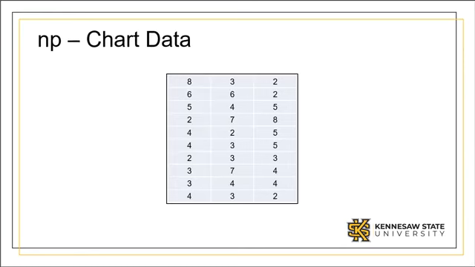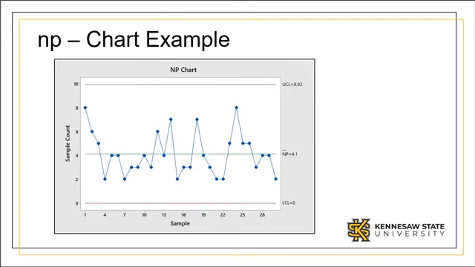Let's consider this example. We are given the number of defectives from 30 lots of material. Each lot contains 50 samples. Therefore, n is 50. Let's construct an NP chart. Using technology, the NP chart is shown here.